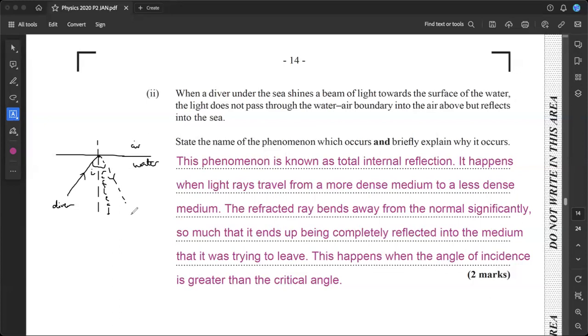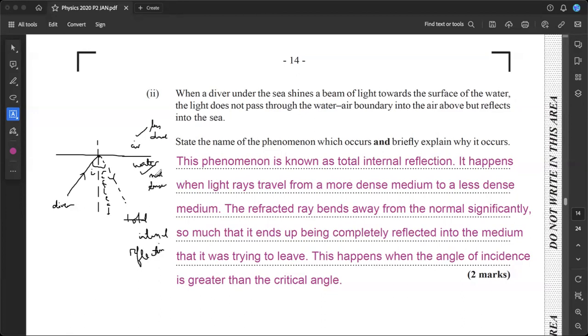It just comes back, and we call that total internal reflection. So that's our phenomenon here, total internal reflection. And again, we said that this happens when you have a light ray that's leaving from a more dense medium, aka water, to a less dense medium, air. So this is less dense, and this water is more dense. So we're going from a more dense medium to a less dense medium.